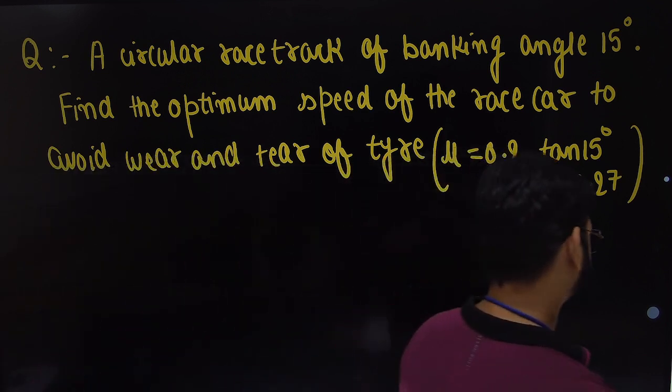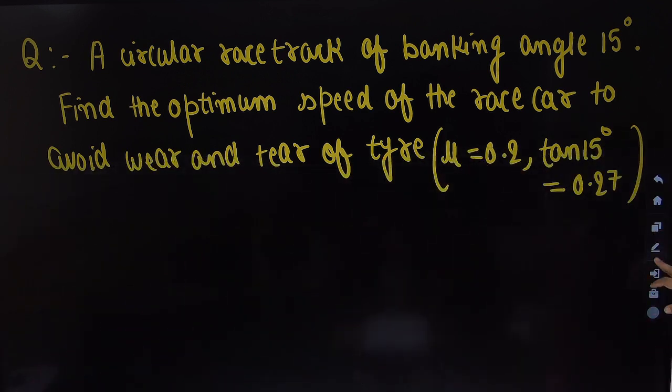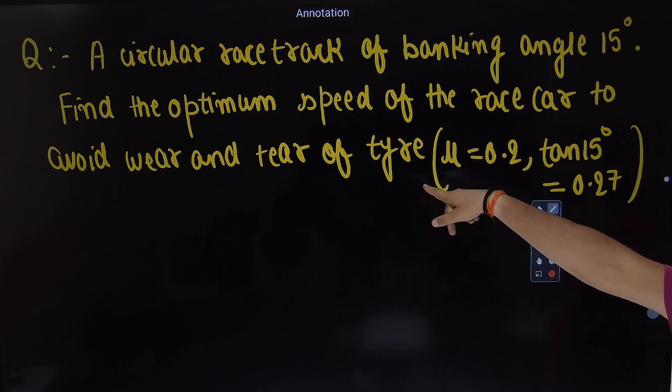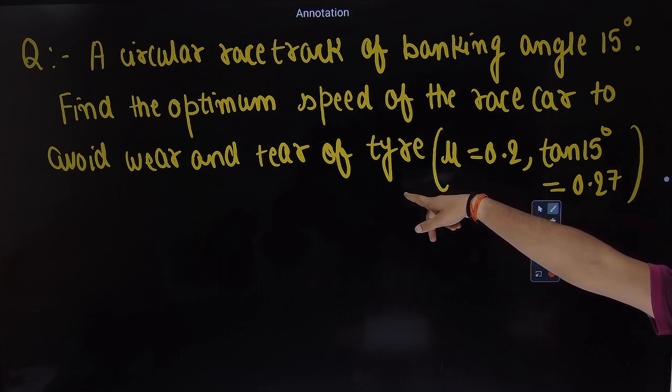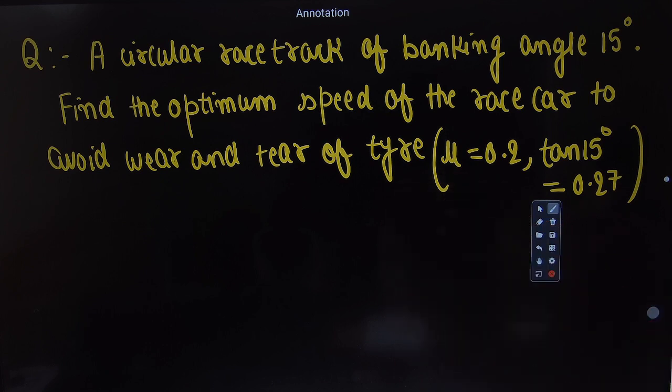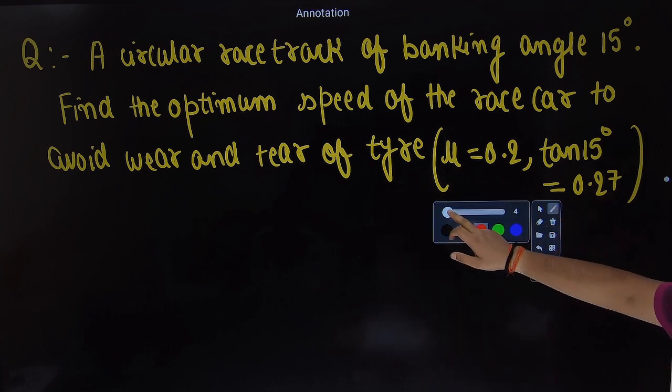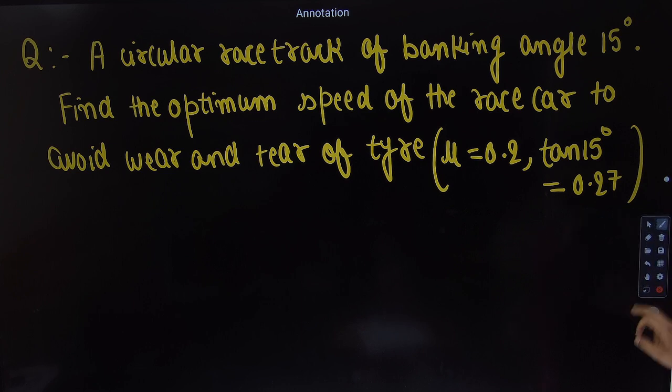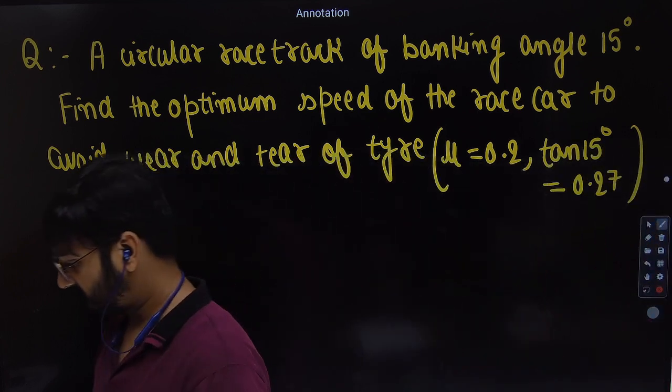All of you try this now. All of you read that question. What is written? What is the optimum speed of the race car to avoid wear and tear? So which formula? Under root of Rg tan theta. Coefficient of friction will be almost zero. Tan 15 is given to you, everything. Just substitute, take the square root.